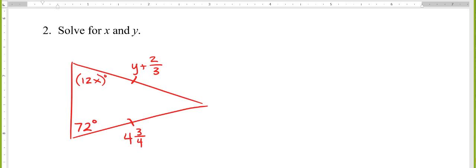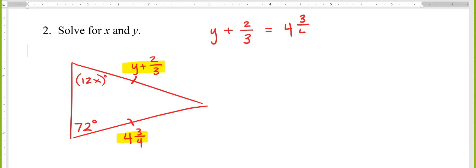For number 2, you notice that it is an isosceles triangle again, right? So what do you know about the sides of an isosceles triangle? The two sides are equal. So let's write our mathematical equation. We have y plus 2/3 is equal to 4 3/4.